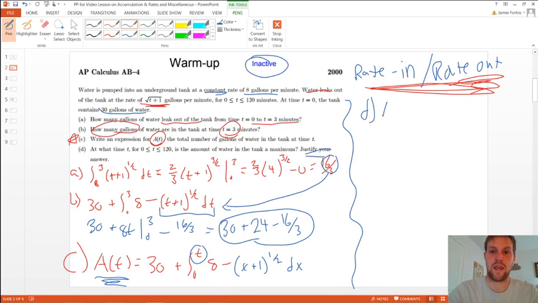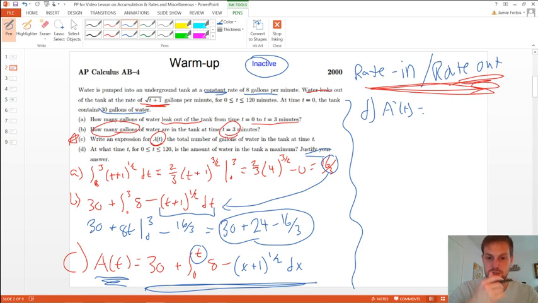So what we're going to do is figure out what A prime of t is first. And that's just the derivative of what I came up with in part C. The derivative of 30 goes away, and the derivative of that integral, by FTC part 1, is just the function in the integral with t plugged in. So it's going to be 8 minus the square root of t plus 1. That's my derivative. Remember, the derivative is just the rate in minus the rate out. That's the rate of change. And we're going to set this equal to 0 and solve for the maximum.